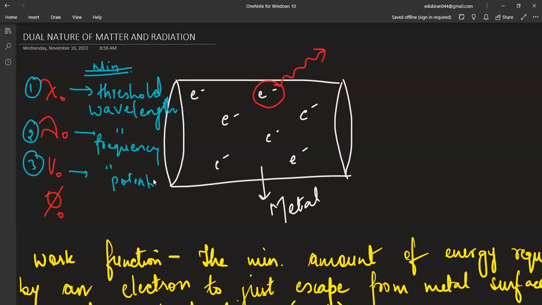We call it the cutoff potential. We'll discuss this later. And this is very important: the minimum energy which is required is known as the work function. So all the electrons are present, and every electron will have all these criteria. Once this is fulfilled, the electrons go out.